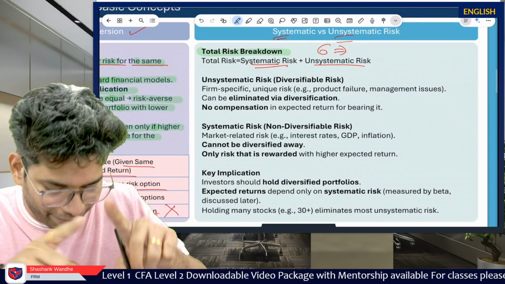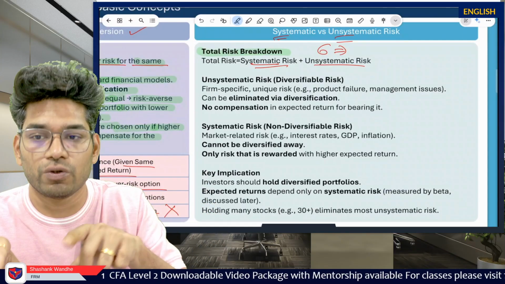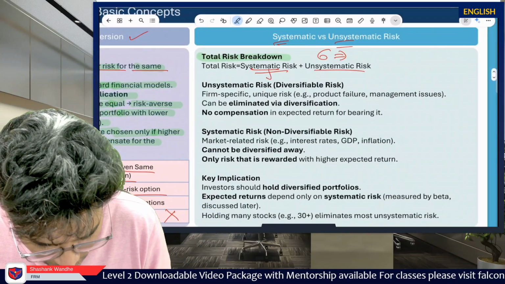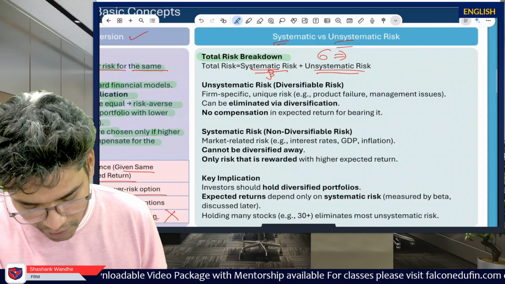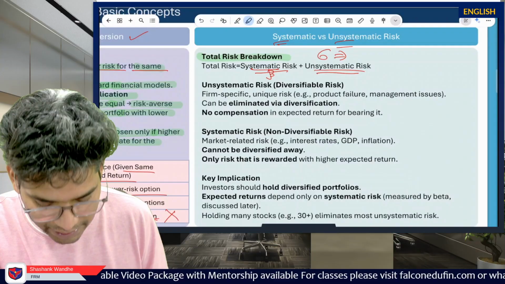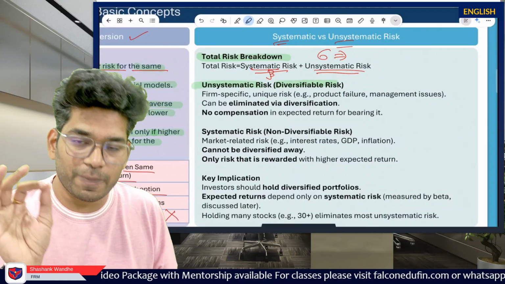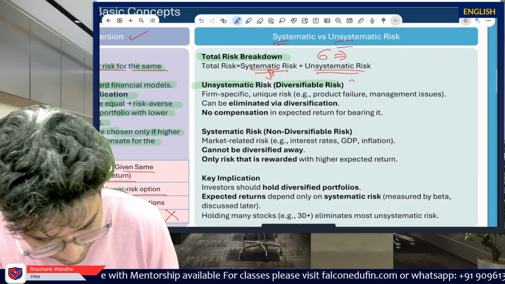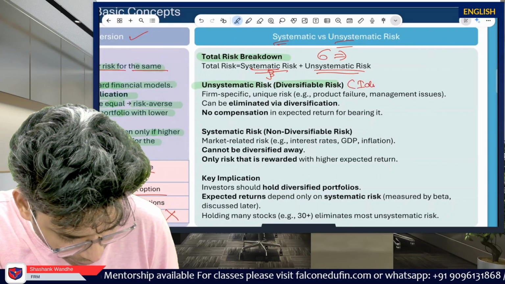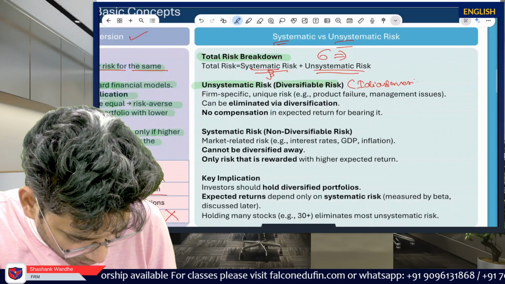So the standard deviation can be divided into two parts: the systematic risk, which is measured using beta, and then the unsystematic risk. Unsystematic risk is the firm specific risk, also known as idiosyncratic risk. Remember this, if you get this word, idiosyncratic risk.